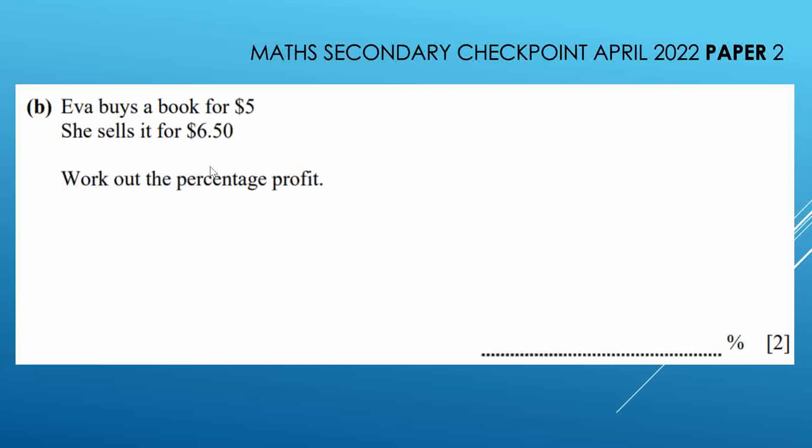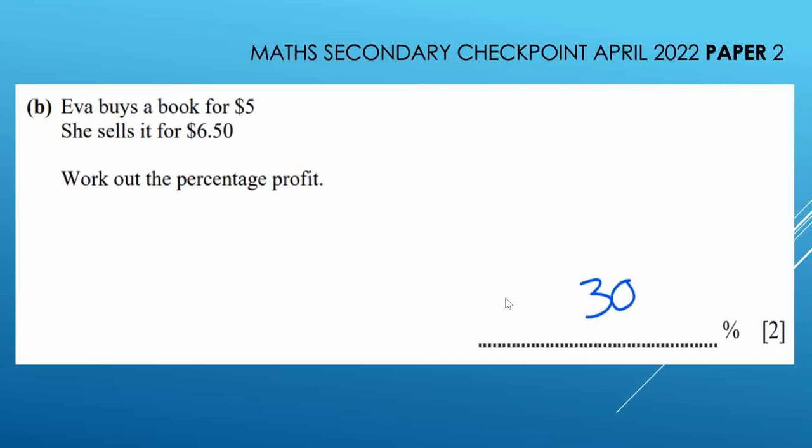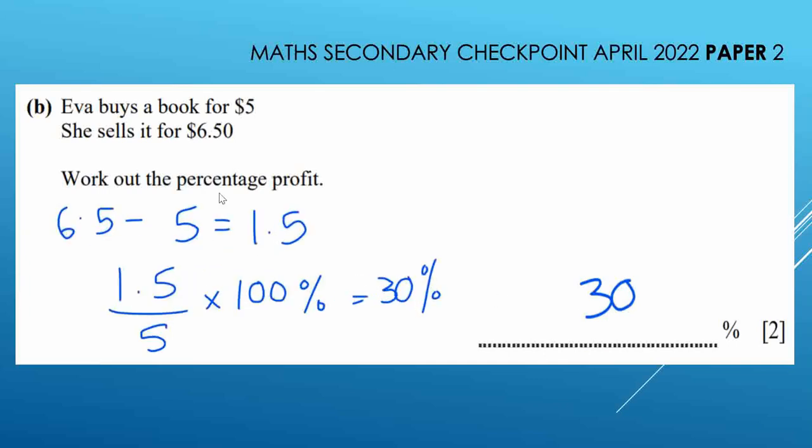So let's reveal the answer. Are you ready? 30% is the answer. If you're confused, here's the explanation. She sells for 6.5 and the book costs $5, so we subtract 6.5 minus 5 equals 1.5. To get the percentage, it is 1.5 over the original cost, $5, times 100%, and when we calculate, we get 30%. You may use a calculator for all questions in this paper. Next.